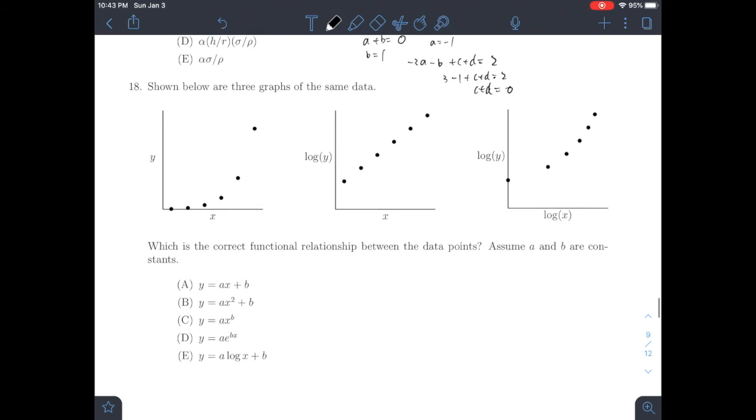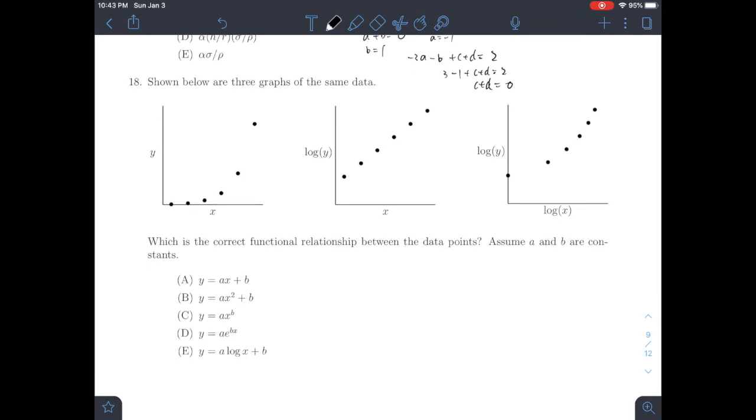Dimensional analysis problem. Yeah. So question number 18. Shown below are 3 graphs of the same data.